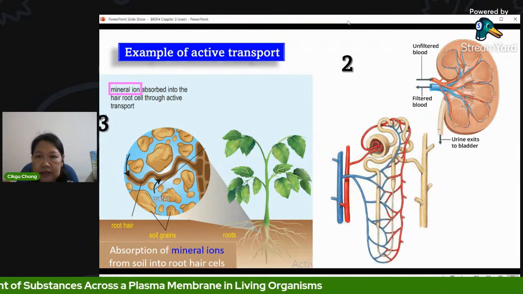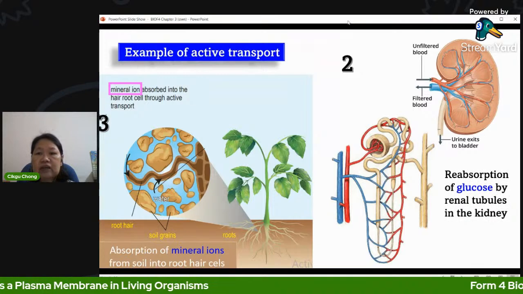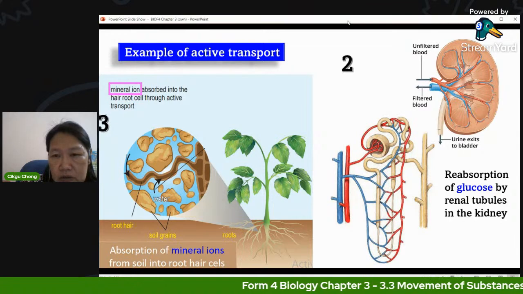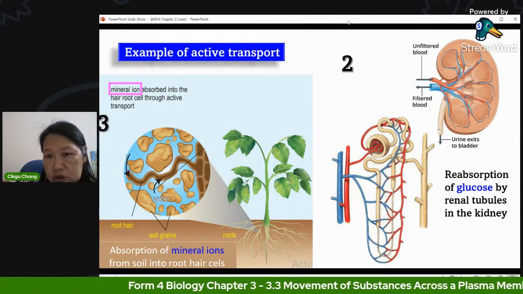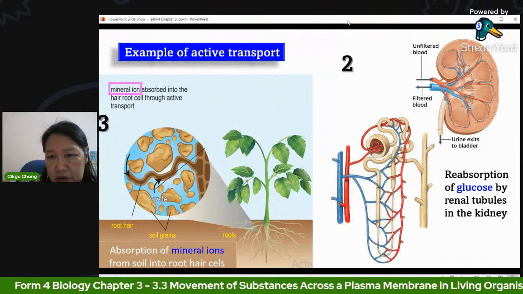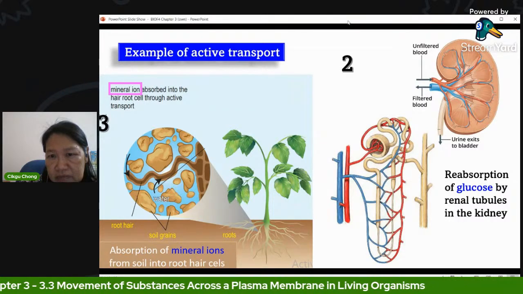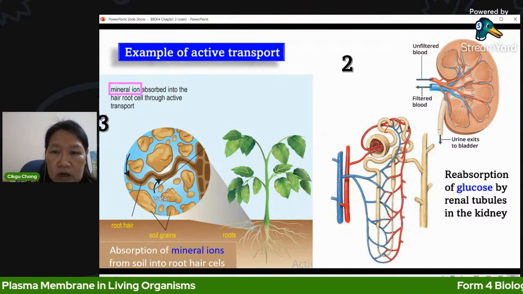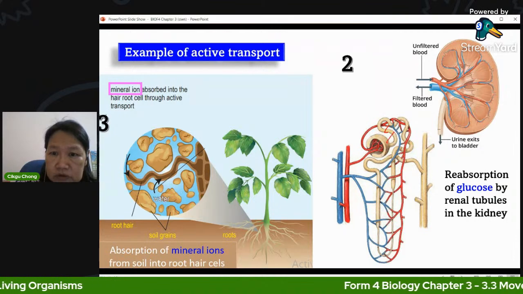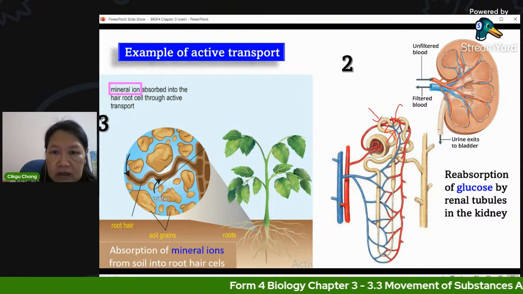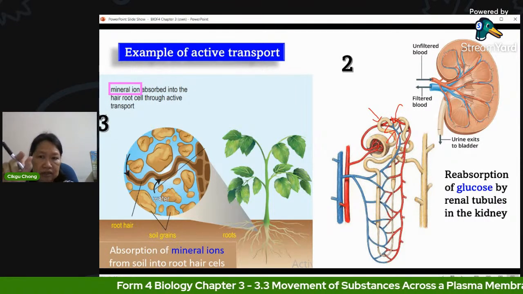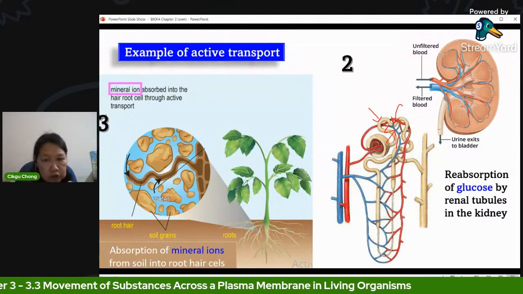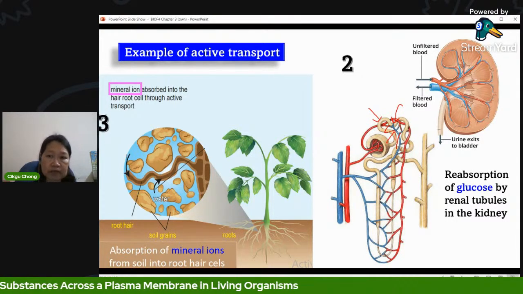And here, example number 2, is the absorption of glucose by renal tubules in the kidney. Renal means the glucose will also be reabsorbed back into the blood. You can't see it here, but the tubes that are blue and red, this is blood. So glucose will be absorbed back into the blood. The renal tubules are the yellow color tubes there. That one has got glucose. It has passed by, it has gone into the renal tubule, and now we're taking it back into the blood.